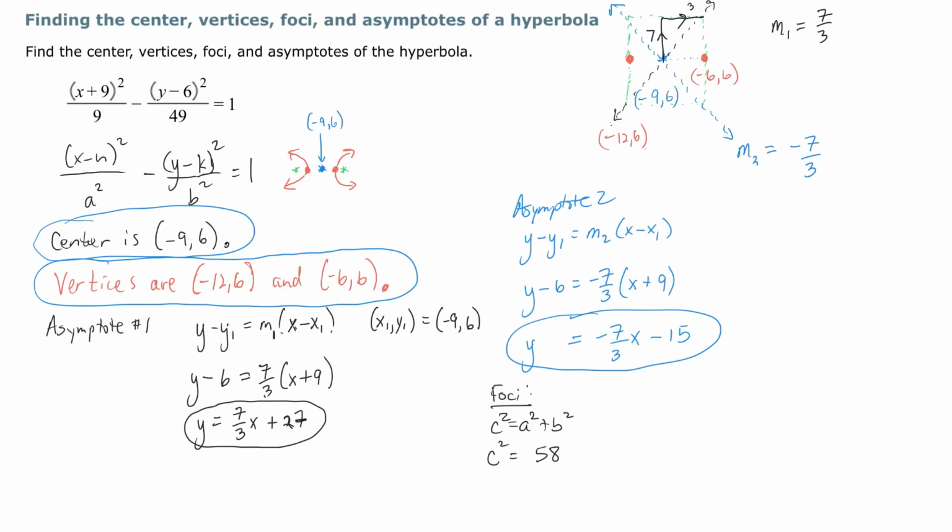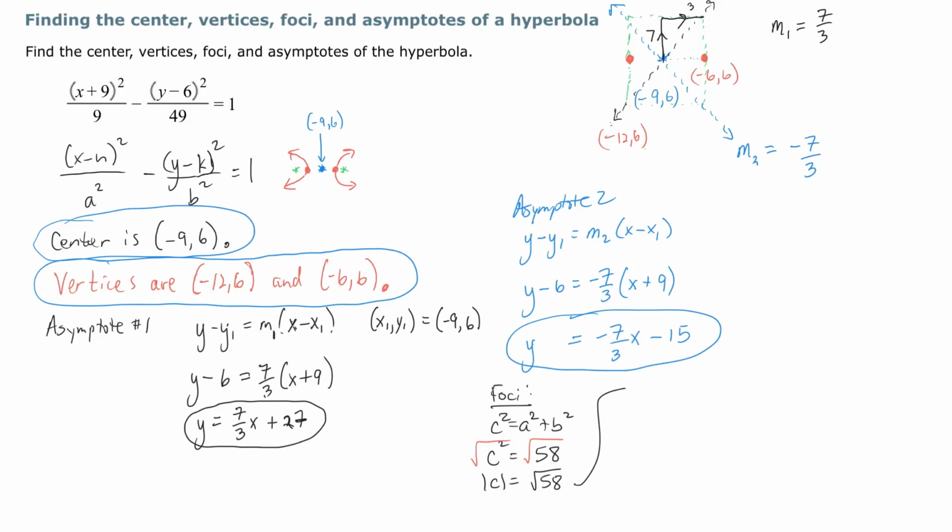And if you take the square root of both sides, we get the absolute value of c is now equal to the square root of 58. 58 is not divisible by 4. There's no perfect square in there. So we're going to just say the square root of 58.